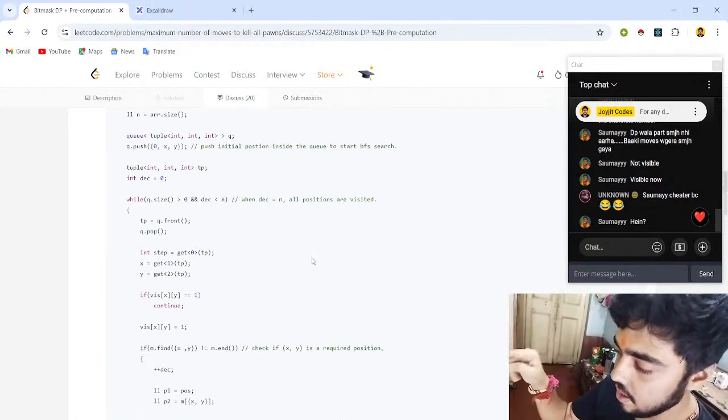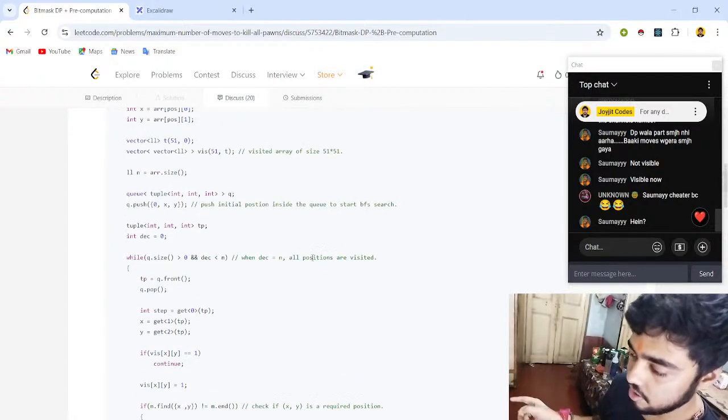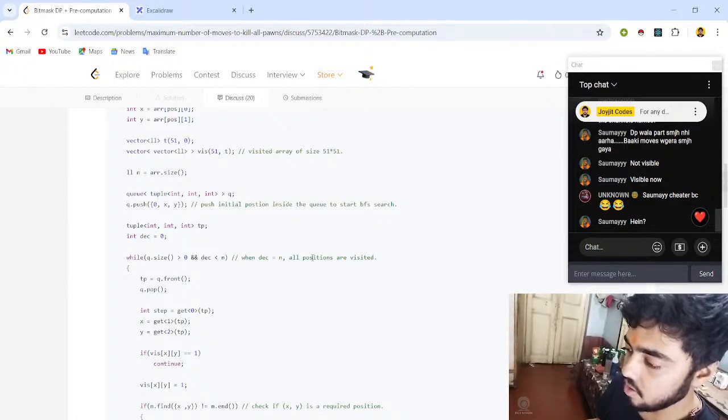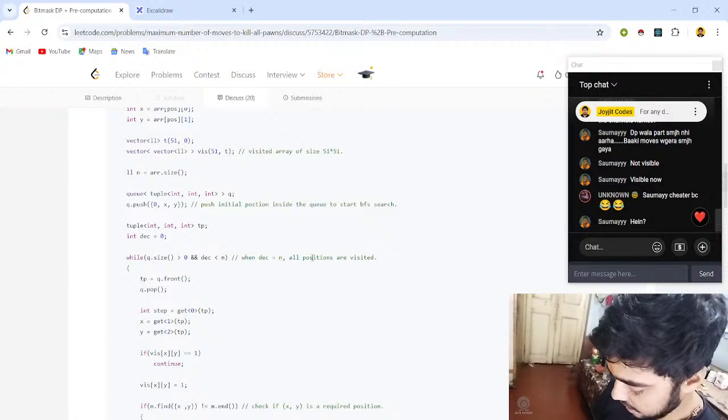Because let's say you are at a position of a knight, and there are 51 into 51 squares, and there are total 15. So if you calculate, I'll just calculate quickly.